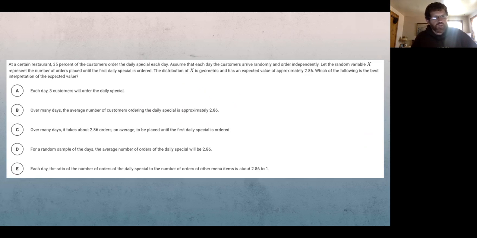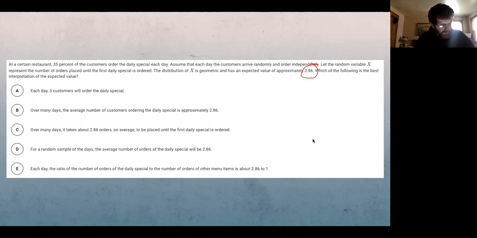Okay, at a certain restaurant, 35% of customers order the daily special each day. Assume that each day the customers arrive randomly and order independently. Let the random variable X represent the number of orders placed until the first special is ordered. The distribution of X is geometric, has an expected value of approximately 2.86, which is the best interpretation of the expected value. Okay, so the expected value is 2.86. So we don't actually have to do any calculations here.